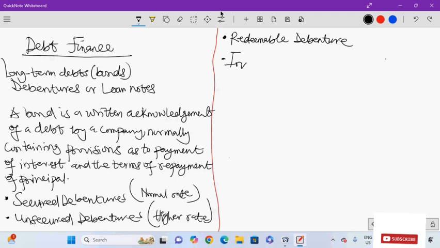Unlike the irredeemable debentures, which are never repaid. So for them, they are never repaid, and you will be paying the interest throughout.